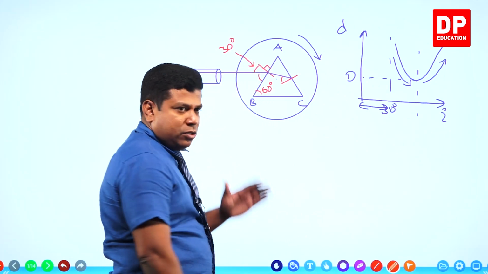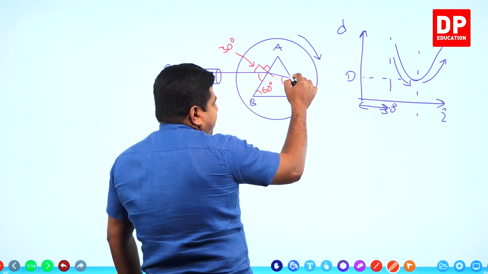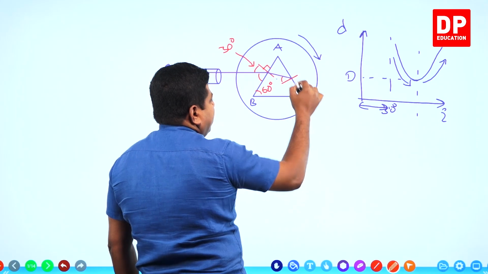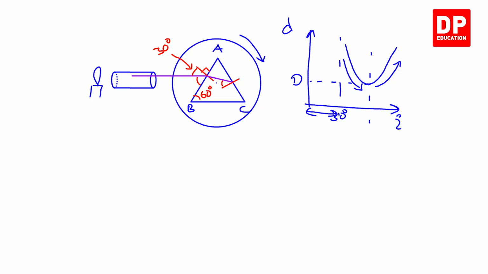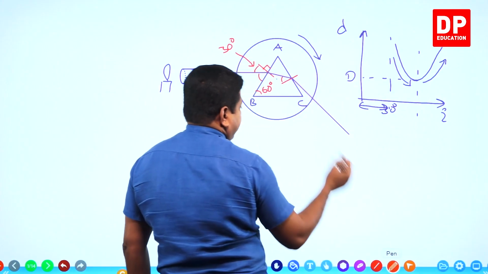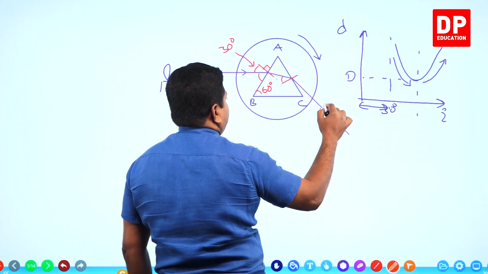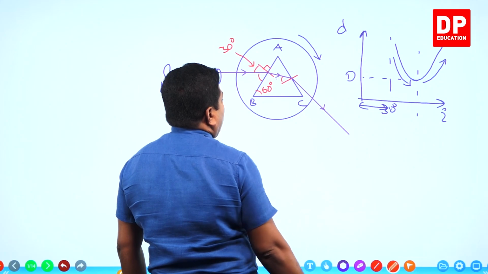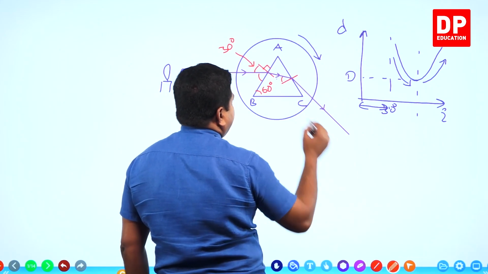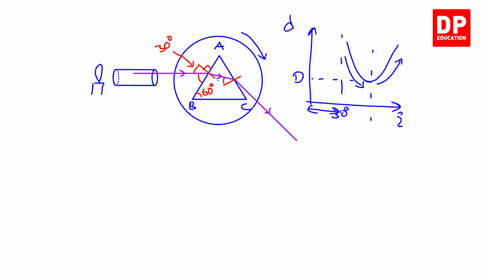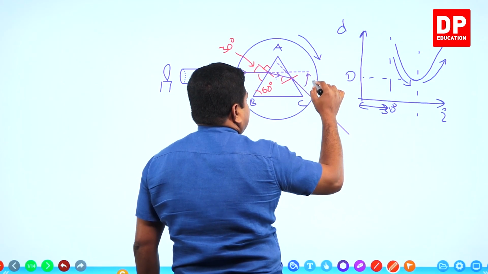Let's analyze what happens. Now this ray gets refracted. This is how you will see the ray. So, how much would be the deviation? Extend the incident ray, and extend this emergent ray backwards. This is what the deviation is.